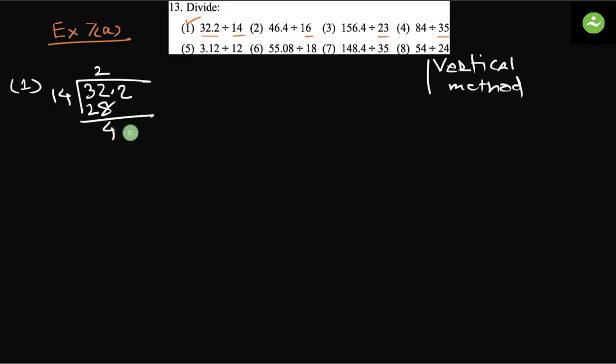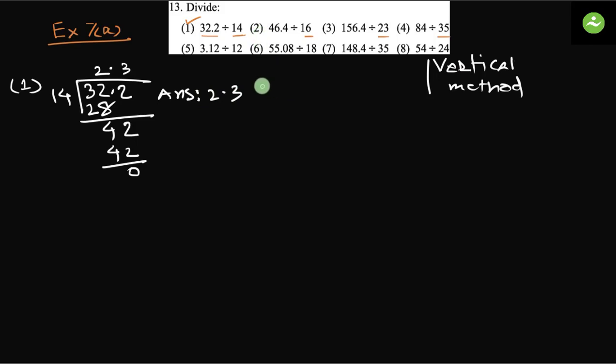Bring down the next number. But before that, see, here is a decimal point. Put that decimal point in the quotient. So bring down 2. 14 into 3 is 42. Deduct 42, it is 0. So the answer is 2.3.